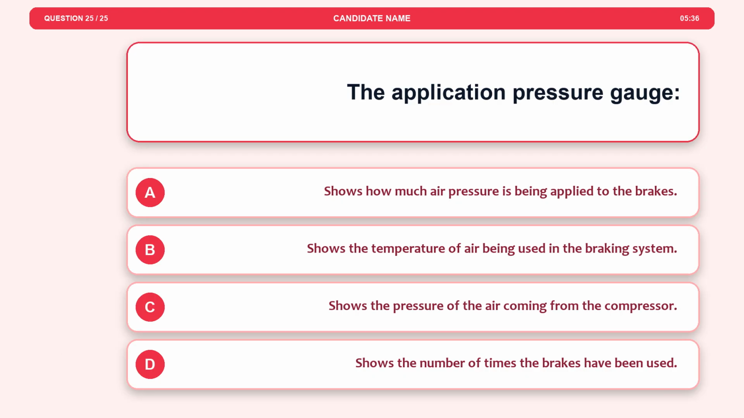Question 25. The application pressure gauge. Option A. Shows how much air pressure is being applied to the brakes. Option B. Shows the temperature of air being used in the braking system. Option C. Shows the pressure of the air coming from the compressor. Option D. Shows the number of times the brakes have been used.